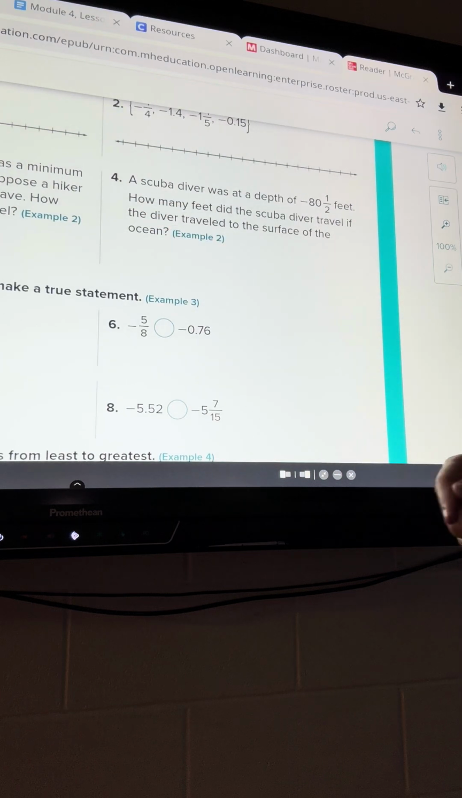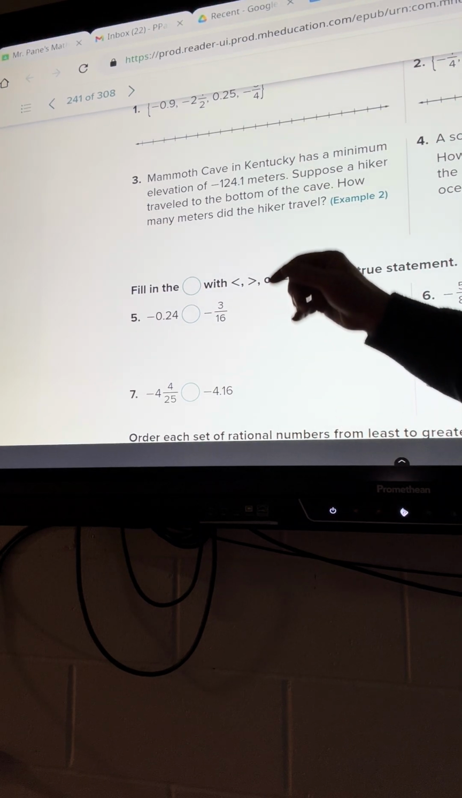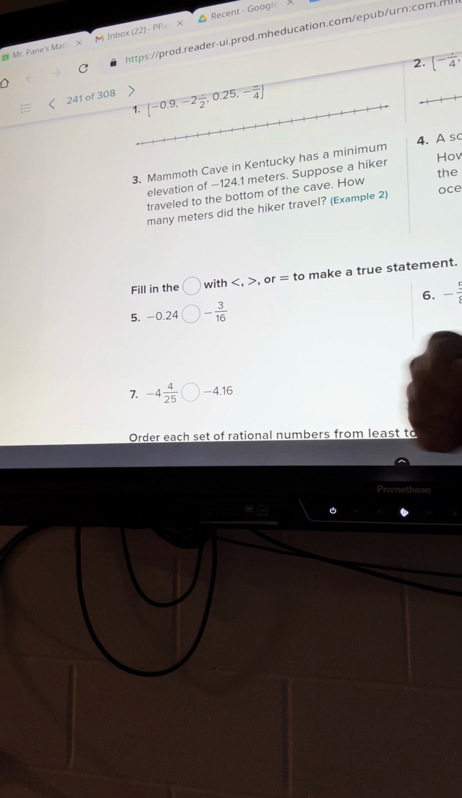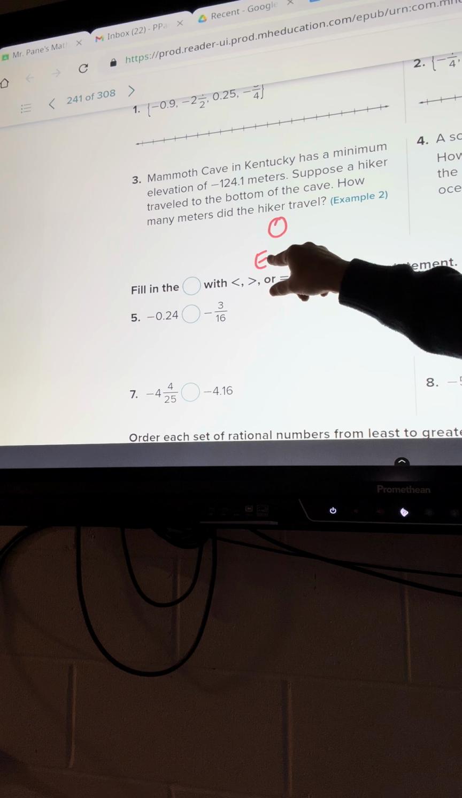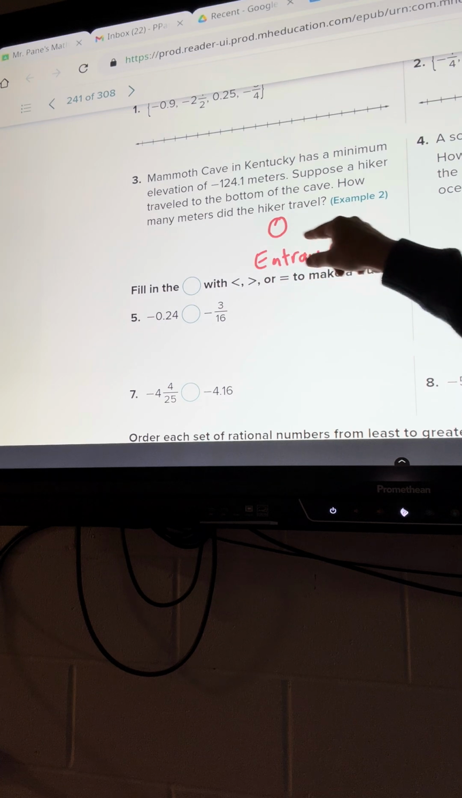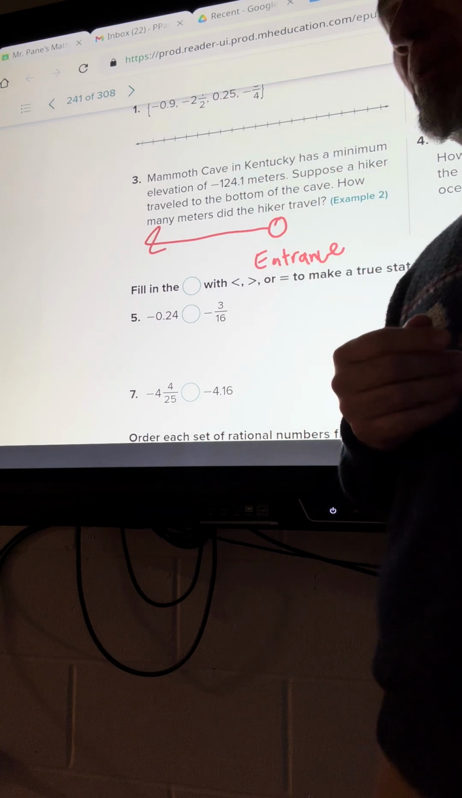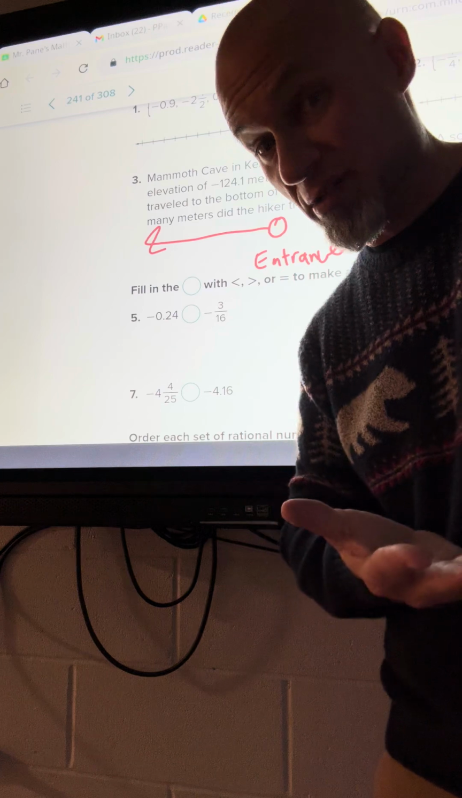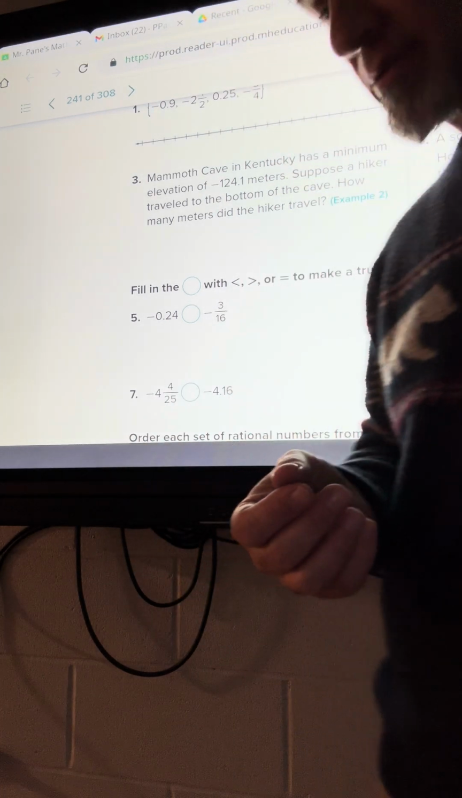So number 3, Mammoth Cave in Kentucky has a minimum elevation of negative 124 meters. Suppose that a hiker traveled to the bottom of the cave. How many meters did the hiker travel? Well, remember, we talked about caves and we talked about how the entrance to the cave would be 0. And when you go inside of the cave, that's going to be your negatives. Okay, so if the elevation is negative 124 1/10 meters, how far into the cave did it go? We had questions very similar to that in our homework, so you could always go back to that lesson in 4.4 and check that out.